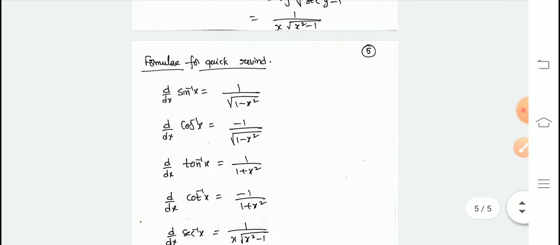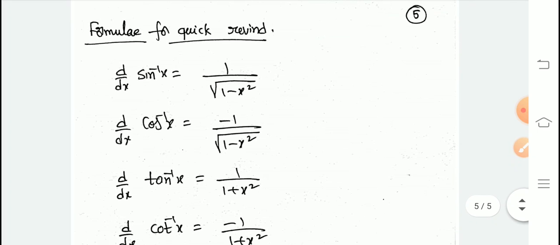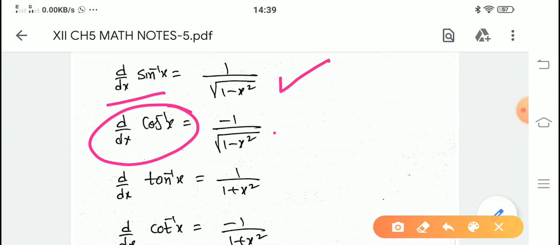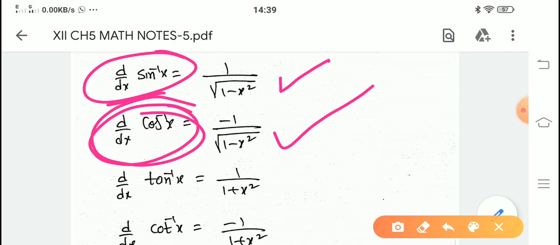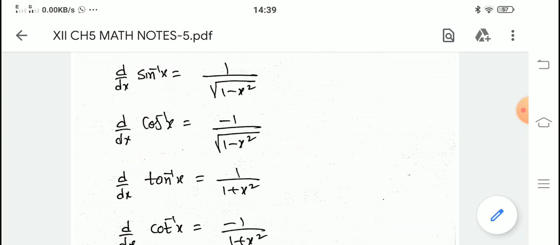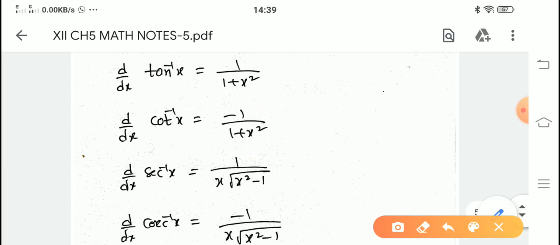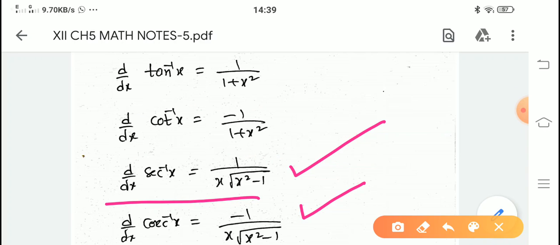See, the important thing is, sin inverse x derivative is 1 by root over 1 minus x square, whereas cos inverse x derivative is minus 1 by root over 1 minus x square. So sin inverse and cos inverse have the same formula, with cos having a minus, since the cos x derivative is minus sin x. Next, tan inverse x derivative is 1 by 1 plus x square. Similarly, cot inverse x is minus 1 by 1 plus x square. Next, secant inverse x derivative is 1 by x root x square minus 1. Cosecant inverse x derivative is minus 1 by x root x square minus 1.